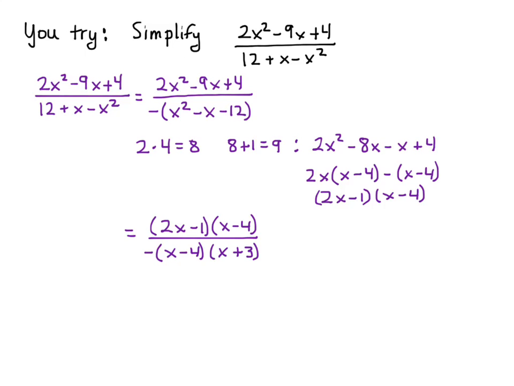The numerator factors as 2x minus 1 times x minus 4. The denominator factors as x minus 4 times x plus 3, and make that negative. Okay, so when we cancel out the x minus 4, we have to make sure that the x minus 4 is listed as a domain restriction.